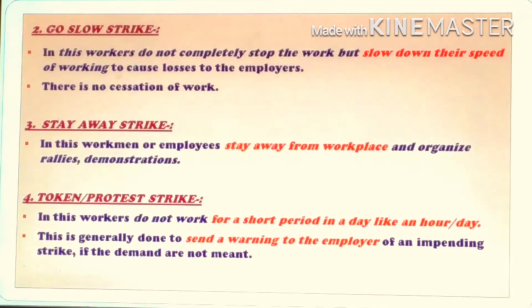तो इस स्ट्राइक में क्या होता है? वर्कर्स स्लो डाउन कर देते हैं वर्किंग स्पीड को टू कॉज लॉस टू द एम्प्लॉयर्स, बट दे डोंट स्टॉप द वर्क.